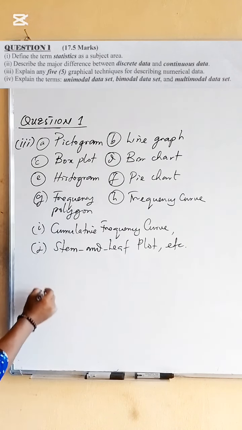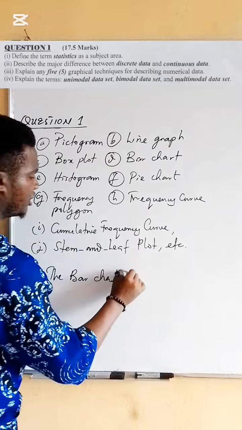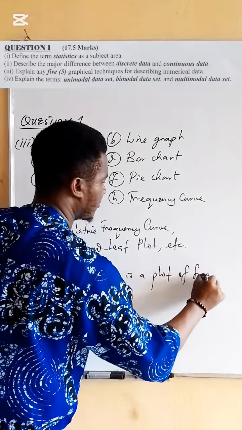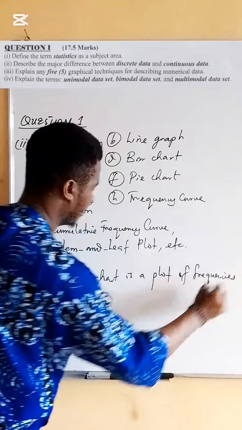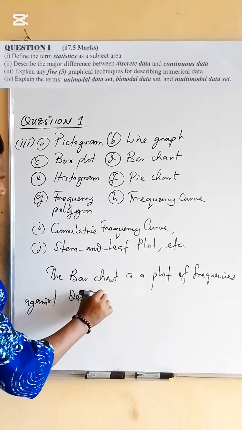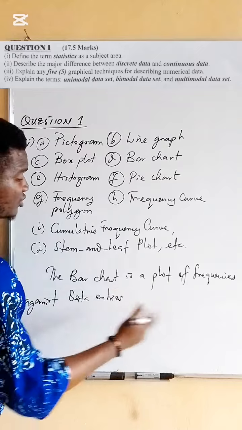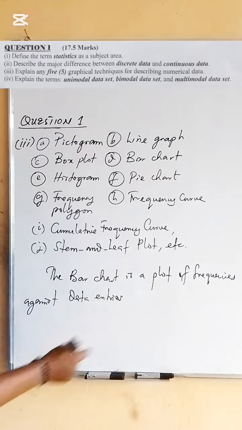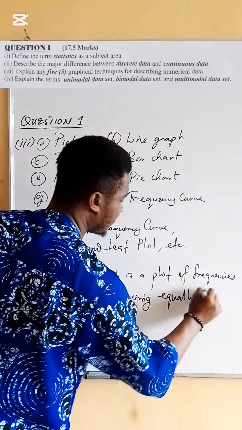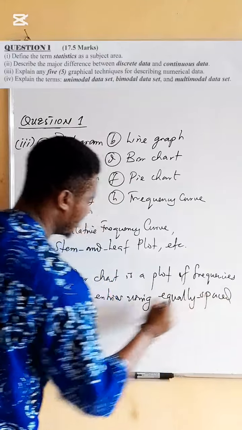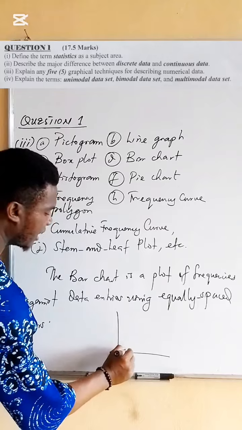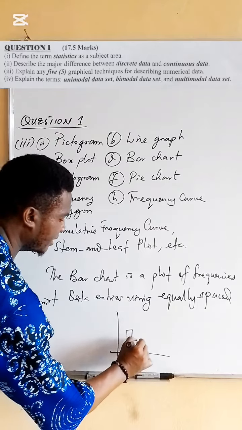Now, over to the bar chart. The bar chart is a plot of frequencies against data entries. Most times your data entries could even be years in question or under study, using equally spaced bars. So for this occasion, you have something that looks like this.